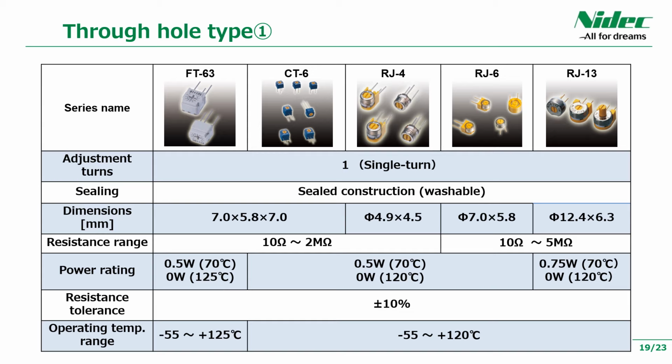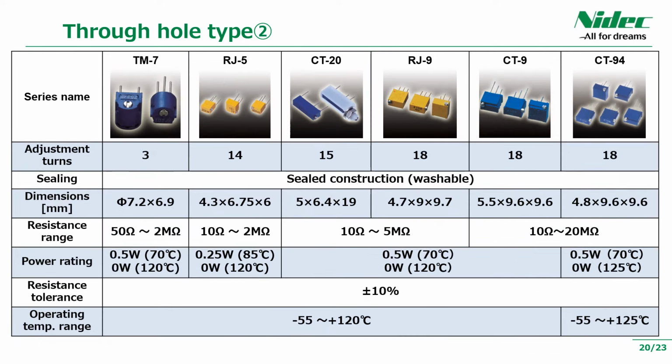Next is through-hole type single-turn products. The FT63 series is the most sold so far. Please firstly consider your application, mounting space, and shape in order to make decision for the product selection. Next is through-hole type multi-turn products. The higher the number of turns, the finer the adjustment becomes possible.